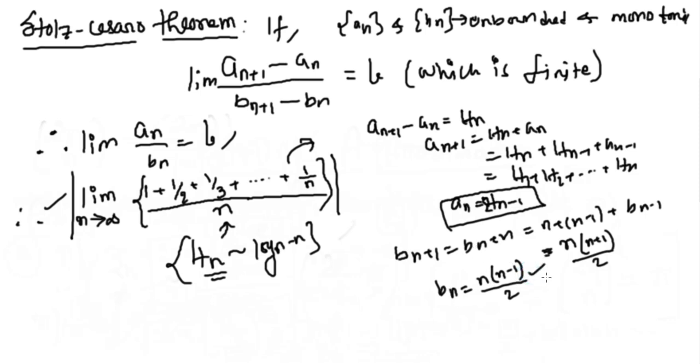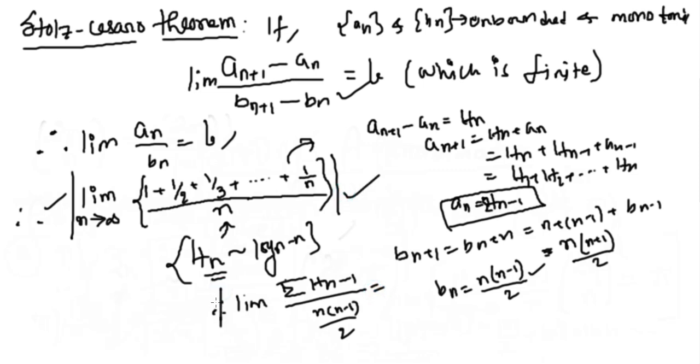Now bn is monotonically increasing, that's correct, and it is also unbounded, isn't it? So this thing can be represented like this. If this is equal to some finite number, if let's say this thing was given that an plus 1 minus an by bn plus 1 minus bn is given, then this thing will be equal to the same number, that is an, that is hn sum up to hn minus 1 divided by n into n minus 1 by 2. This thing will be exactly equal to this thing. So that's the entire essentiality of the theorem.